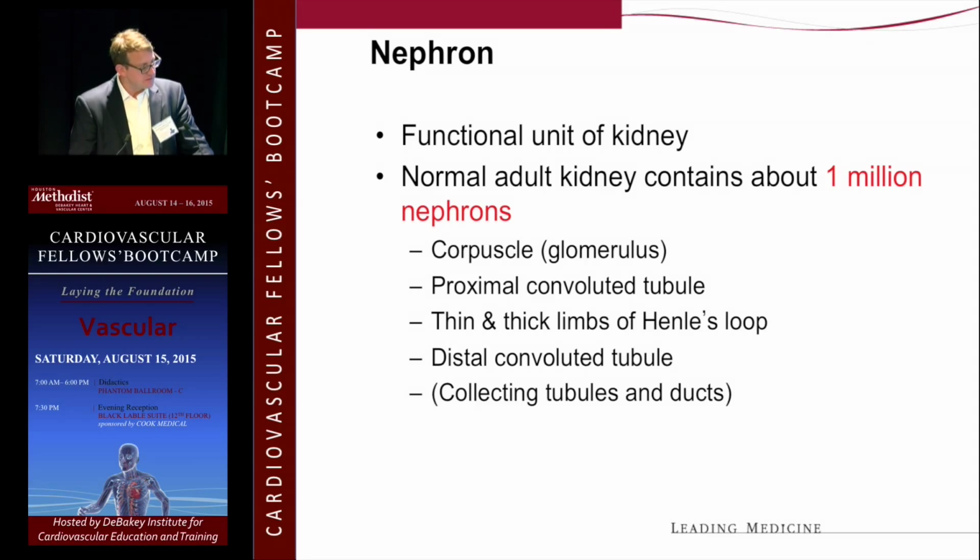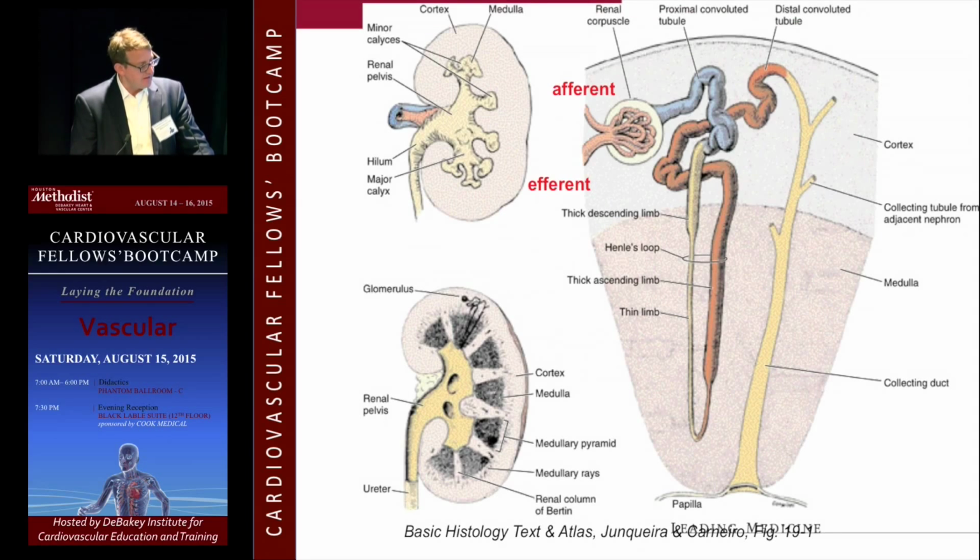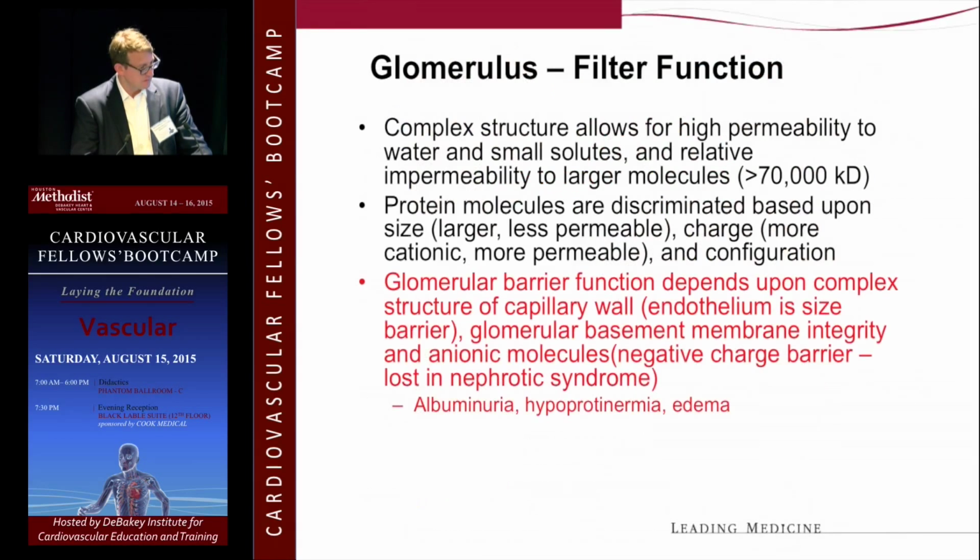where adults have about 1 million nephrons. And here's just a schematic of each nephron, which then drains through the papilla there at the bottom into the collecting system and drains urine from the kidney.